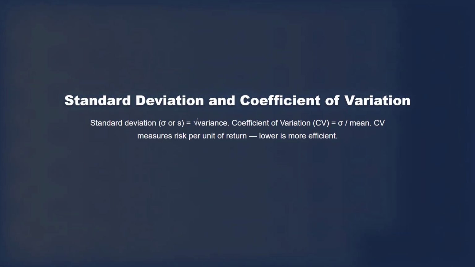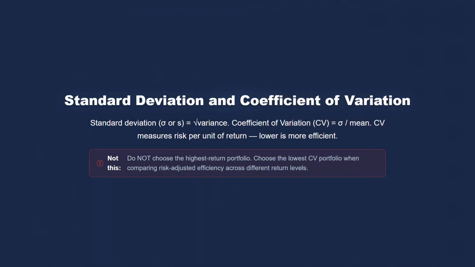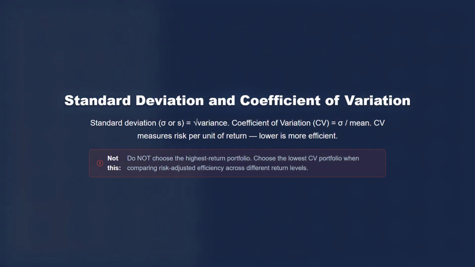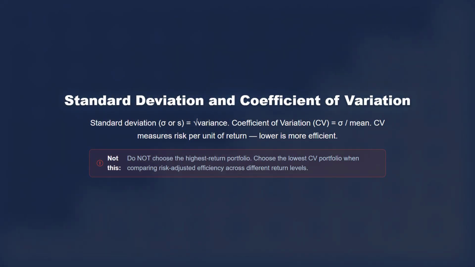2 more formulas that share the same denominator logic. Standard deviation is simply the square root of variance. Same n versus n-1 rule applies. The coefficient of variation, CV, is the risk efficiency metric. Standard deviation divided by the mean. Not the other way around.